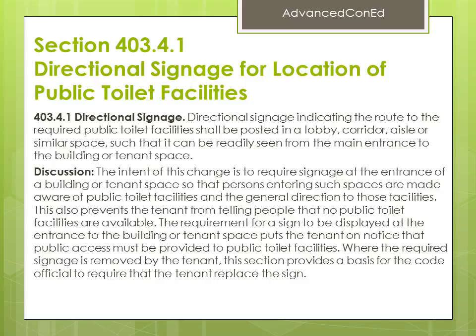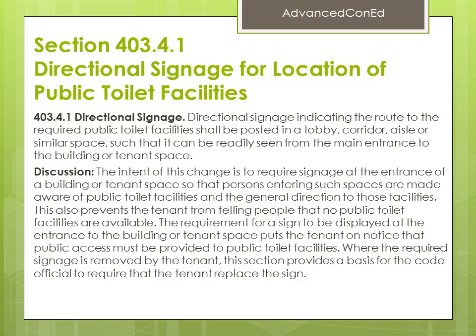Section 403.4.1 Directional signage for location of public toilet facilities. 403.4.1 Directional signage. Directional signage indicating the route to the required public toilet facilities shall be posted in a lobby, corridor, aisle, or similar space such that it can be readily seen from the main entrance to the building or tenant space.